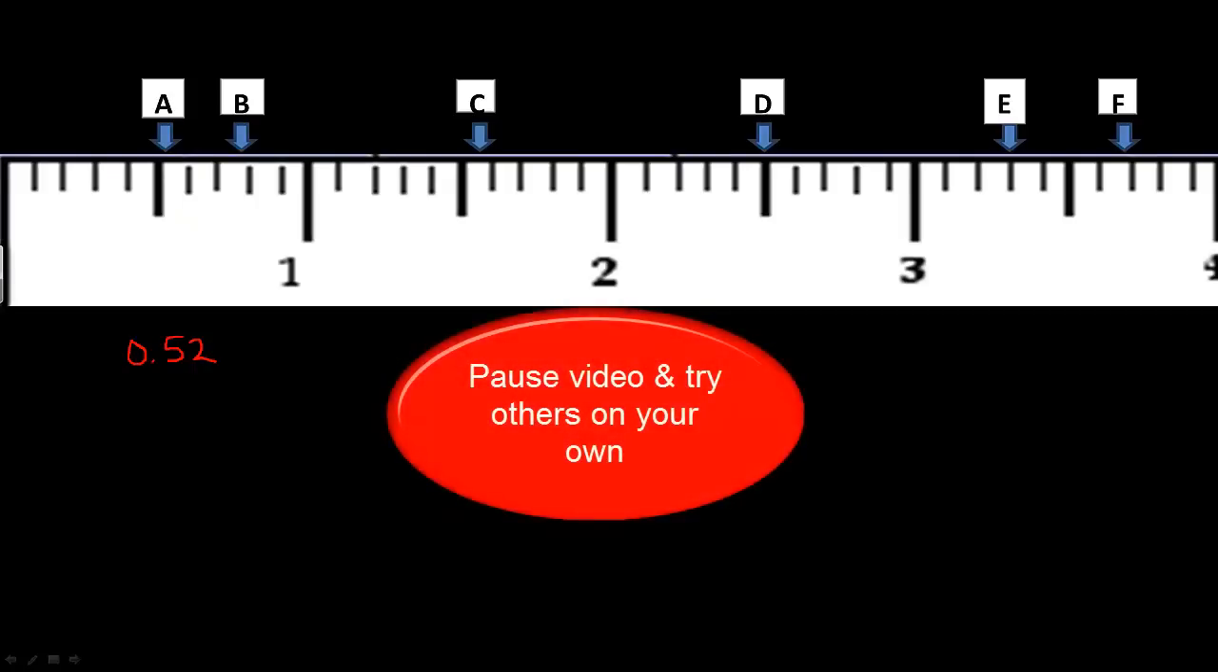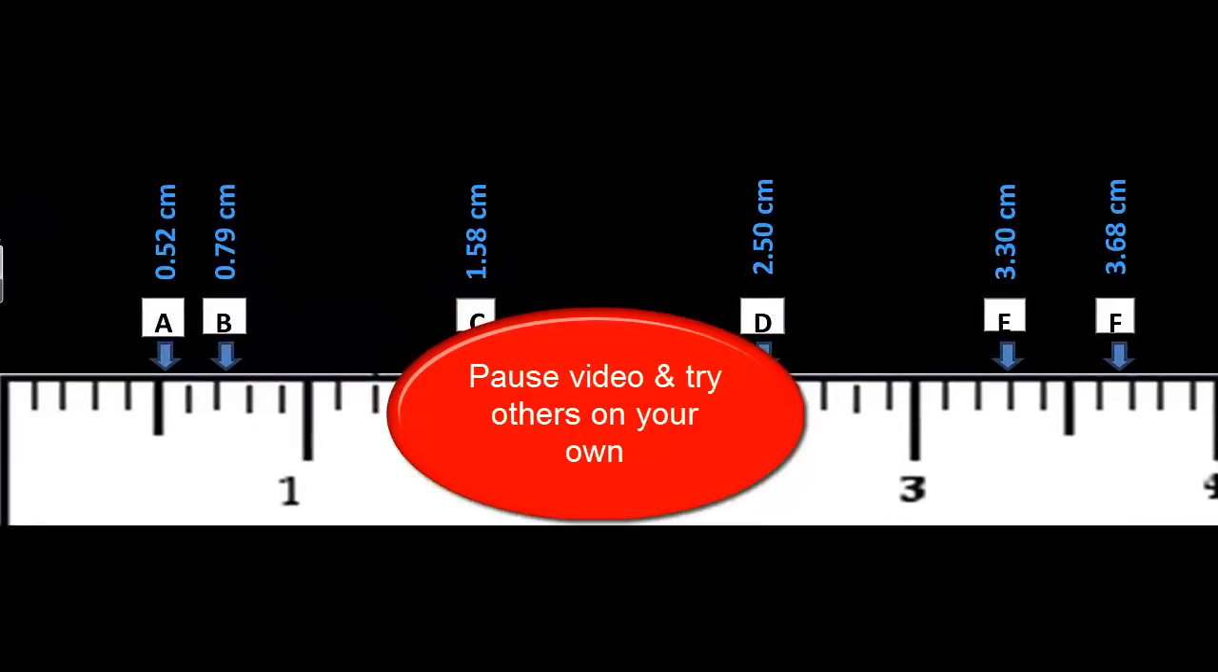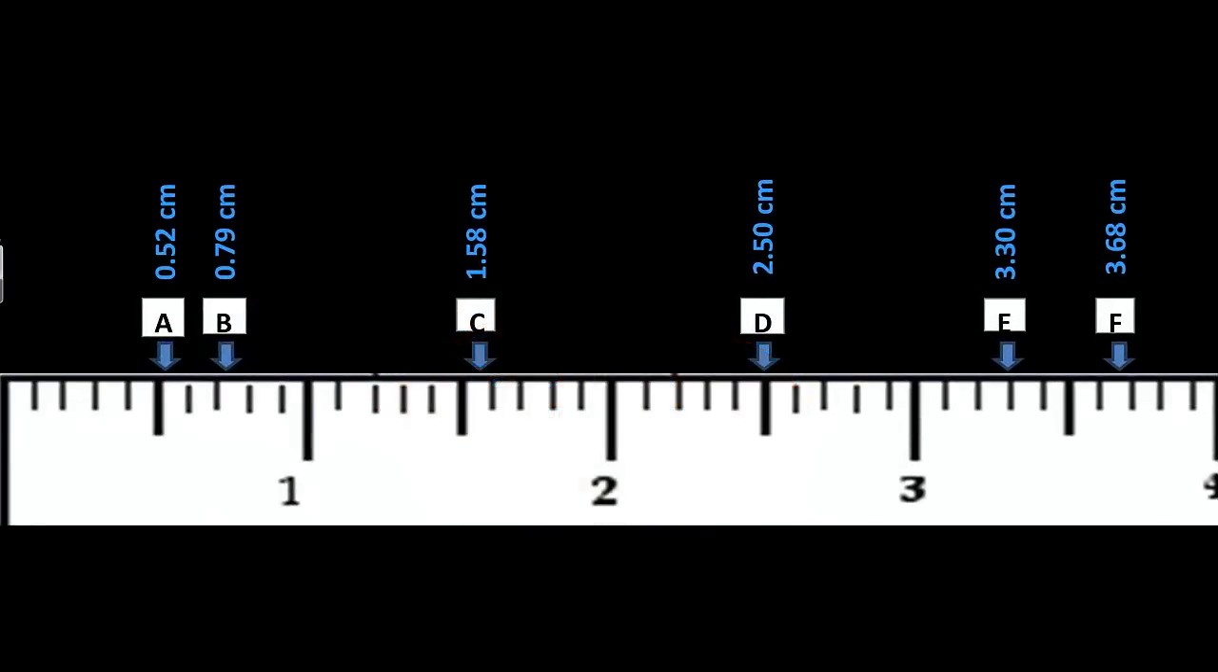Pause the video and try the next ones on your own, and then come back and check your answers. Here are the answers. Remember, your last digit can be 1 or 2 off of these because it is an estimated value. D and E must end in 0 if you are estimating them to be on the line.